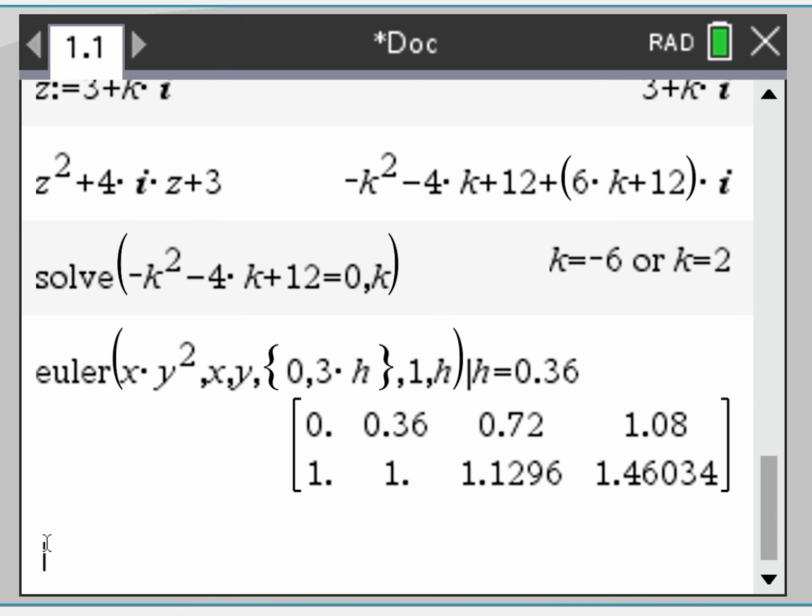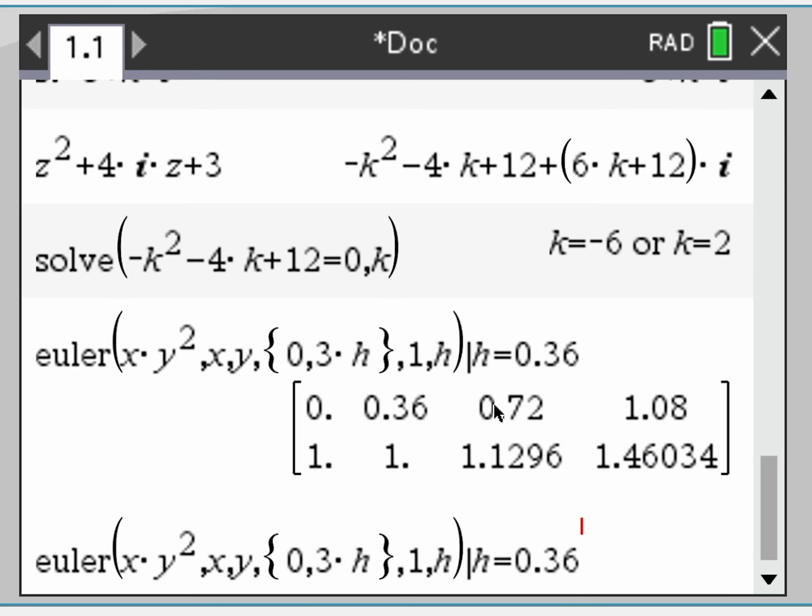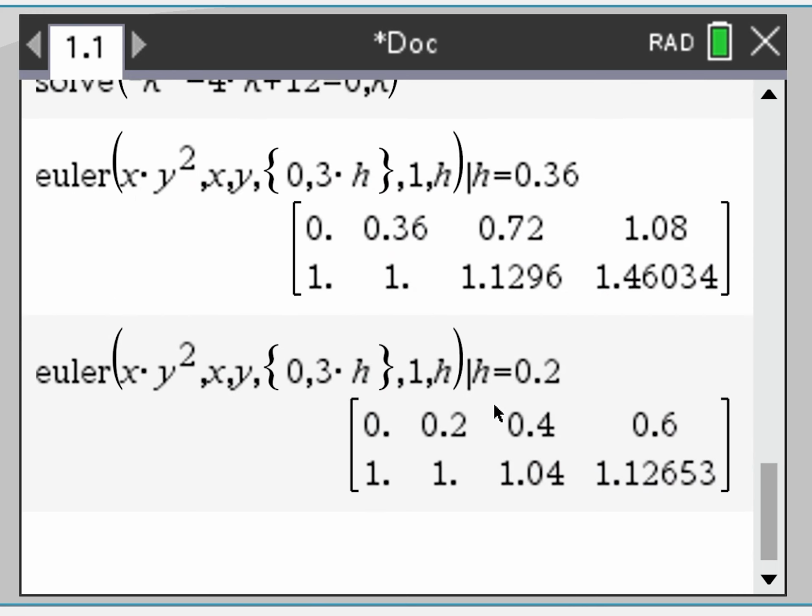No, that does not quite match the value, so it can't be that. Maybe 0.2. Yeah, that's it. This is the value. So the answer is going to be C for this question, okay?